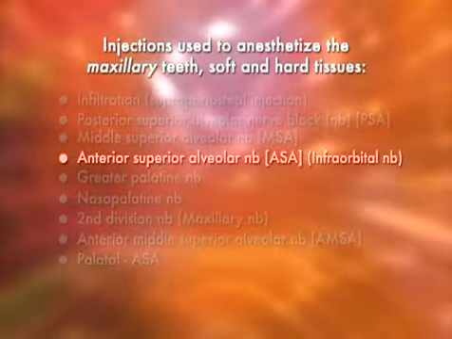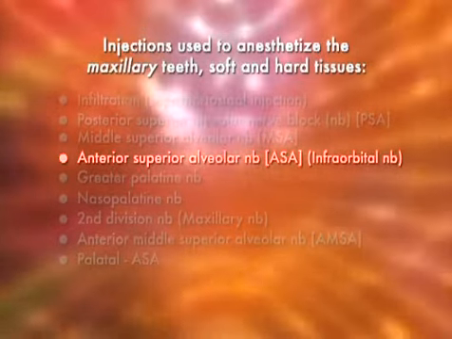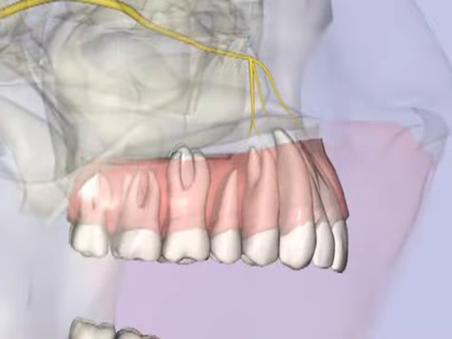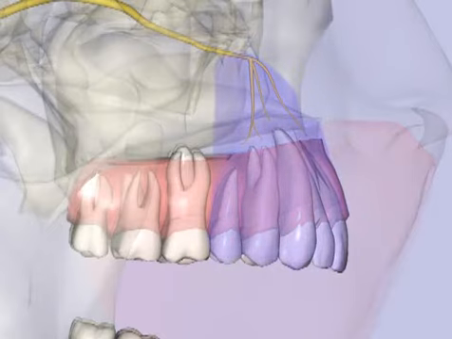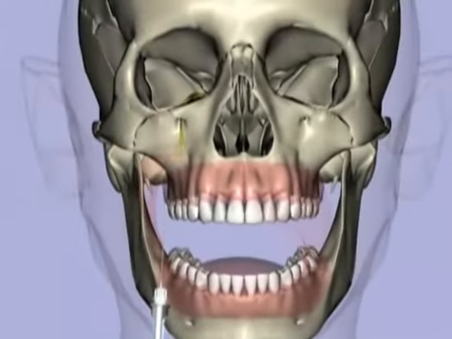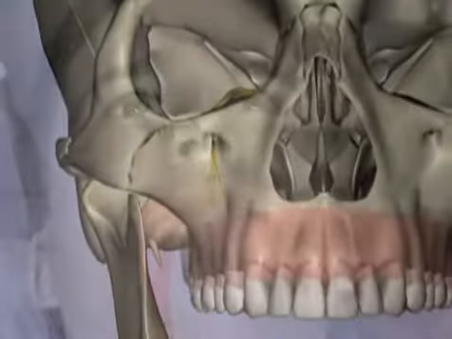The anterior superior alveolar nerve block, also known as the infraorbital nerve block, provides pulpal anesthesia to the 5 maxillary anterior teeth, the incisors, the canine, and the 2 premolars, in addition to the buccal soft tissue and bone overlying these teeth. The skin of the lower eyelid, the lateral side of the nose, and the upper lip is also anesthetized.